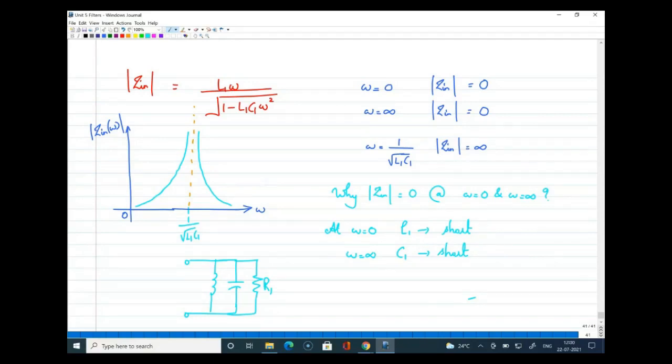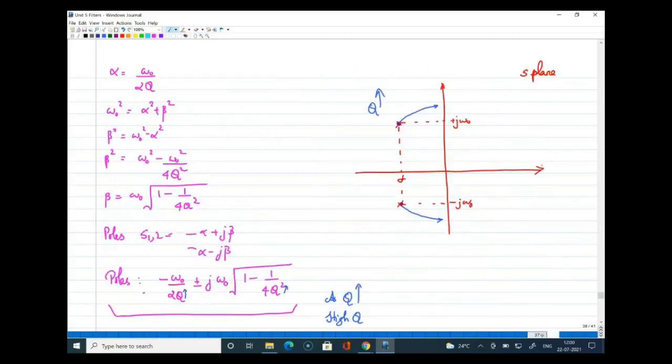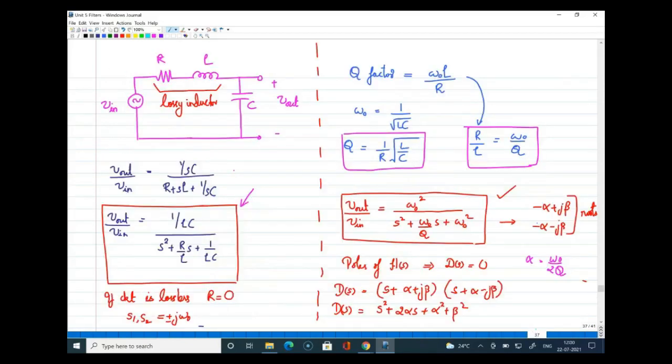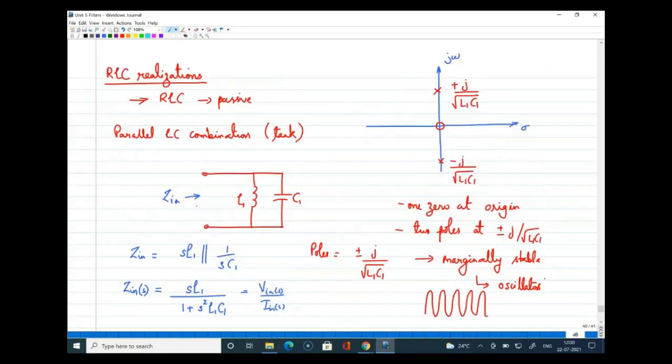Again, that depends on the Q factor. You can actually have poles on the left half of the S plane, and later they can move to the right half of the S plane depending on the Q value, as we discussed here. So we included a series resistance, the loss of the inductance as a series element, and then we discussed further. In a similar way, you can discuss this also.